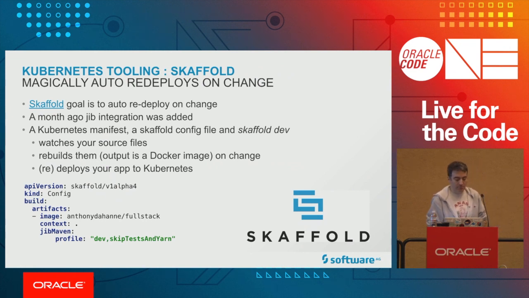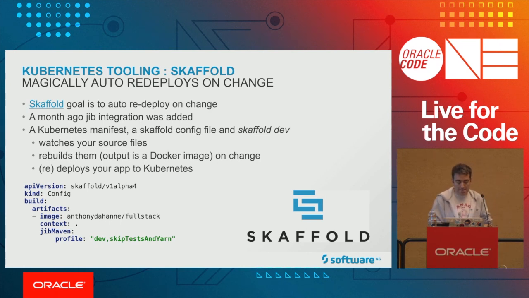Kubernetes tooling. What about it? Skaffold. There was a very interesting presentation from the Jib guys yesterday. With Skaffold, basically, you magically auto-redeploy on change. The Skaffold goal is to tackle the repetitiveness of all the steps that you have to do whenever you update your code, right? Whenever you update your code or your deployment definition, you usually need to build your application, then put it inside a Docker image, then push this Docker image to a registry, and then you finally need to redeploy it, right, to see what the changes are.